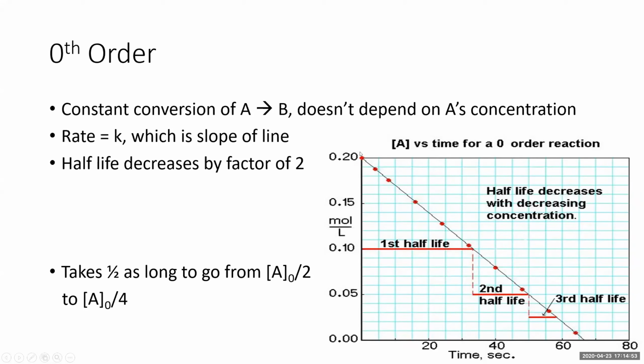And so since it's a linear process, it should basically always take half as long to go from A naught over 2 to A naught over 4 in this case, and it'll constantly keep going down that trend. And so that's one way that you can use the half-life of whatever you're given in the problem to calculate whether or not this is a 0th order reaction. Any questions about 0th order reactions before I move on to some of the other ones?